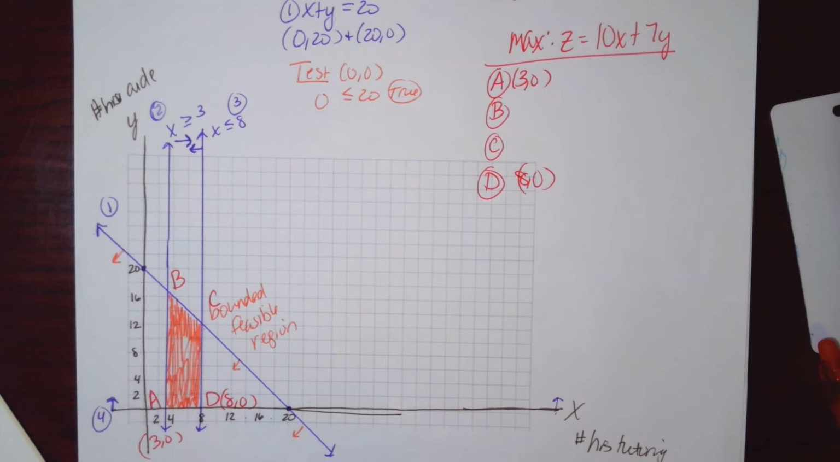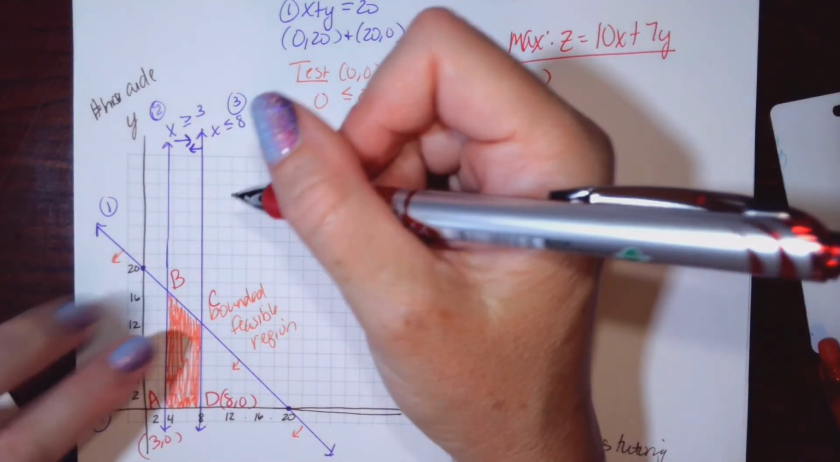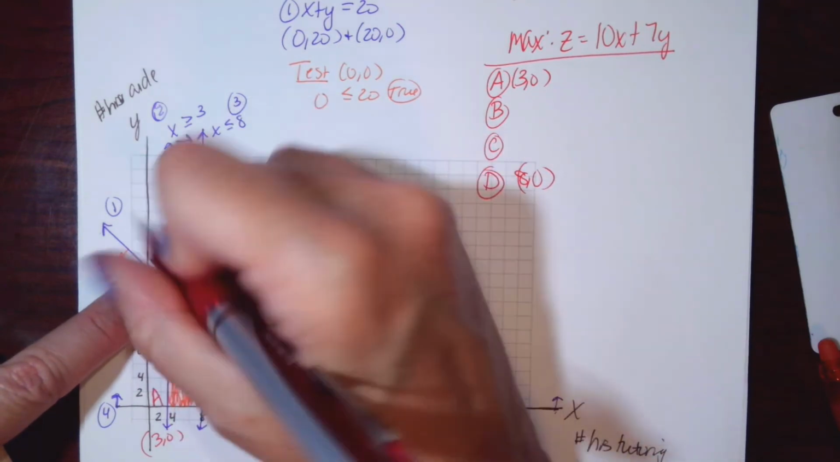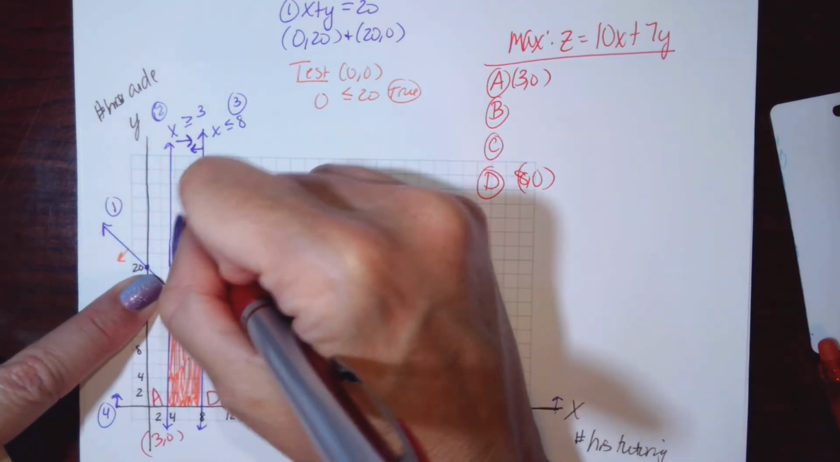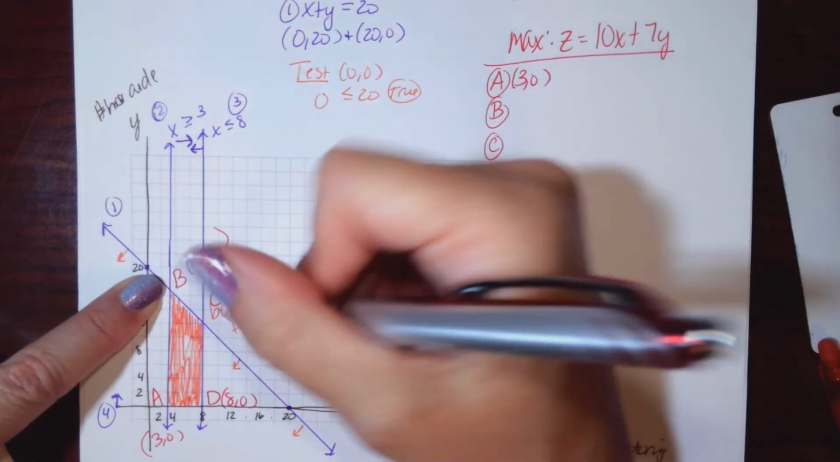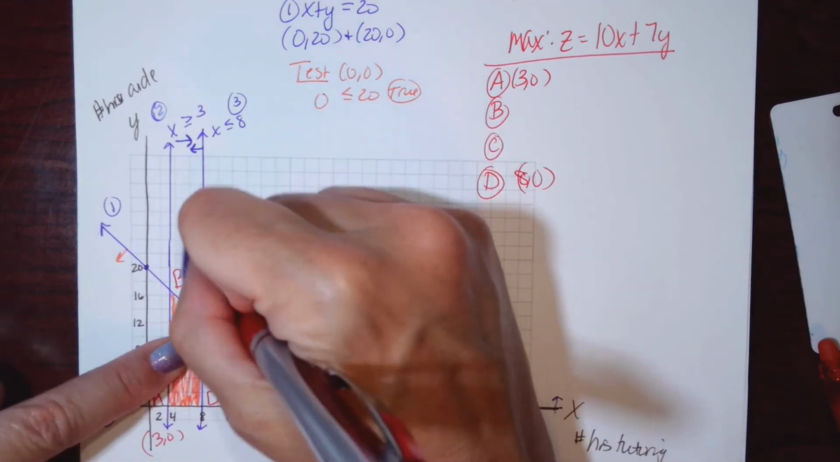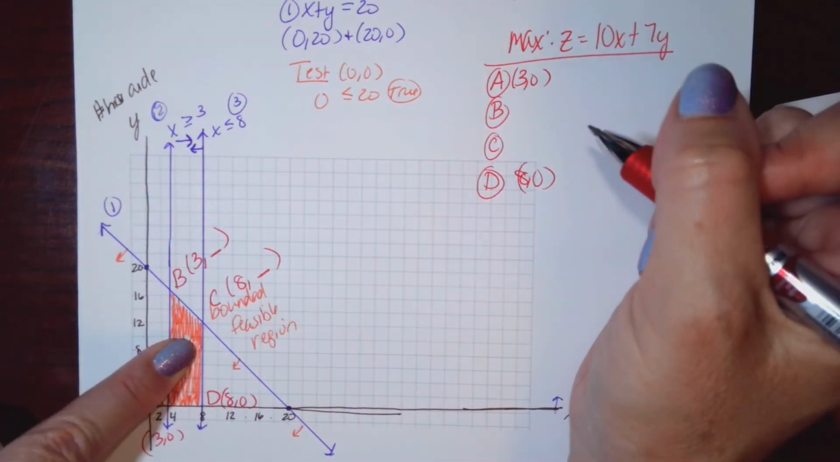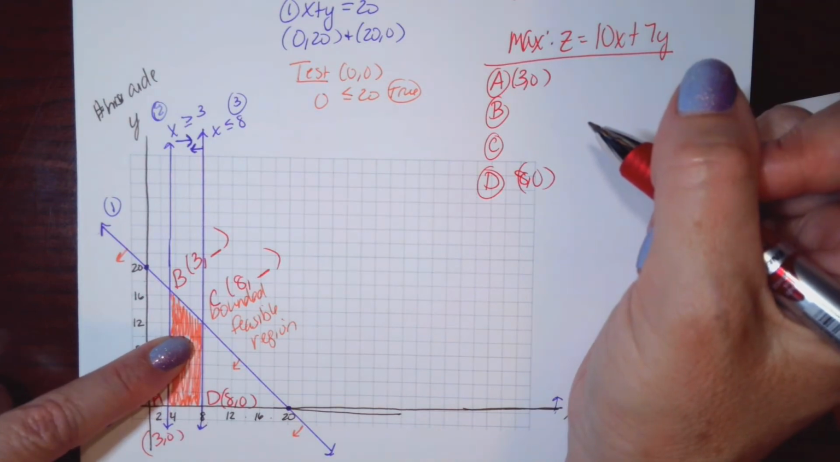All right, so let's start there. Let's go with what we know for points B and C. On point B, I know that my x-coordinate is 3. I don't know the y-coordinate. For point C, I know my x-coordinate is 8. I don't know the y-coordinate. How can we figure out our missing value?